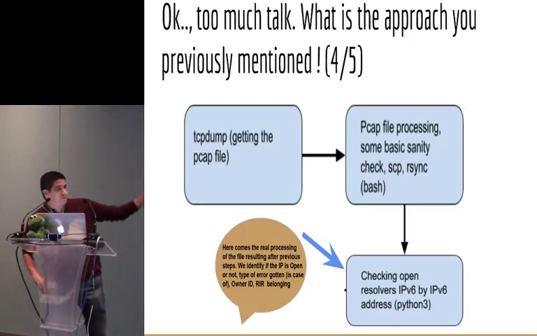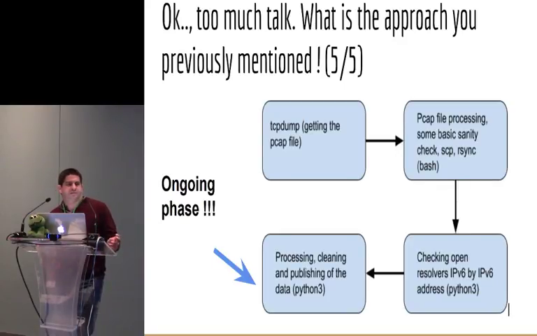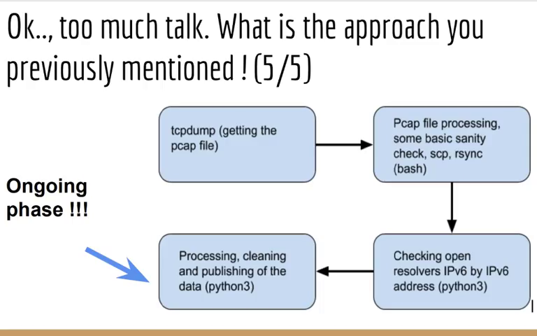So, in the second step, we are getting just the IPv6 addresses that are resolvers. And in this step, we are checking if that IPv6 address is an open resolver or not. We are also able to obtain certain messages, like query refused, maybe a timeout, etc. And finally, the ongoing phase, and this is the first time that we are going to show our results: we are processing, cleaning, and publishing the data, okay?